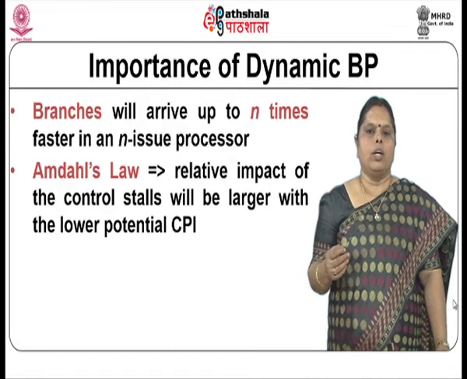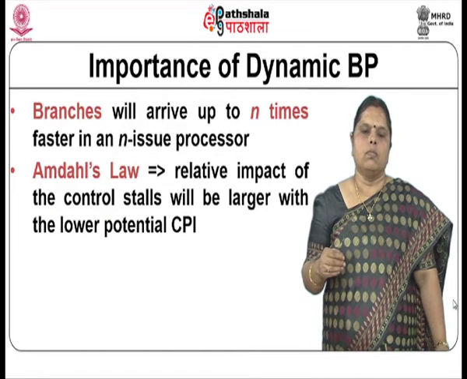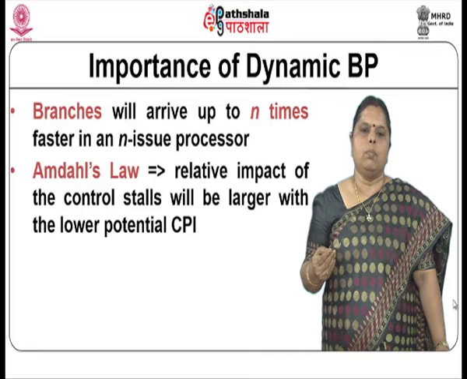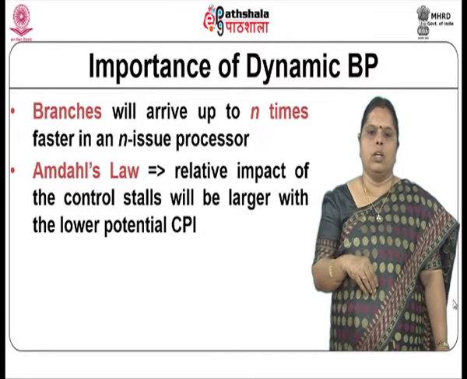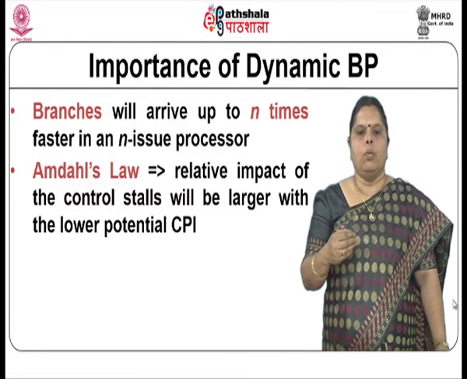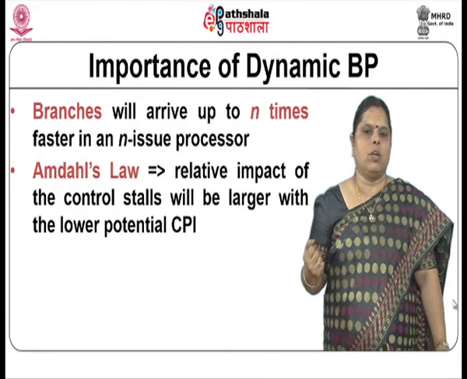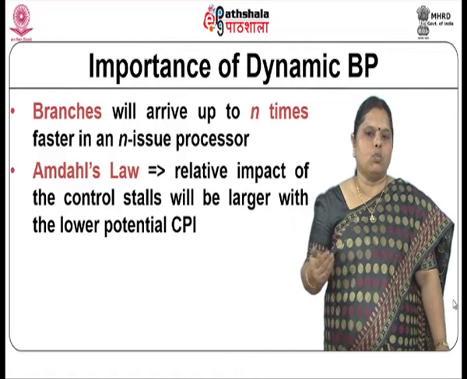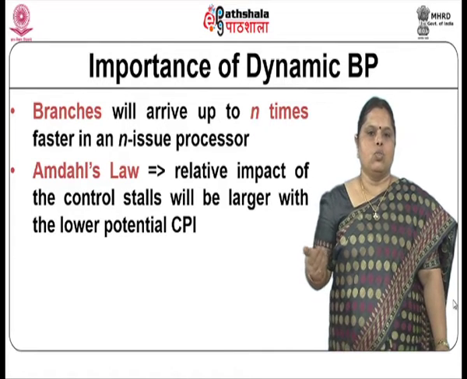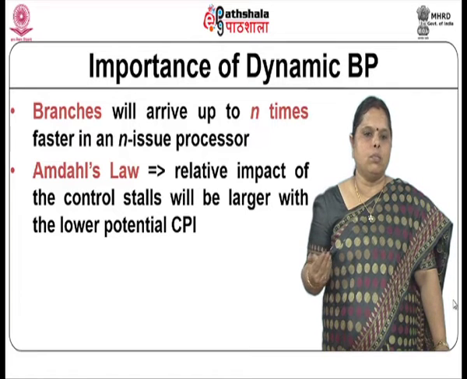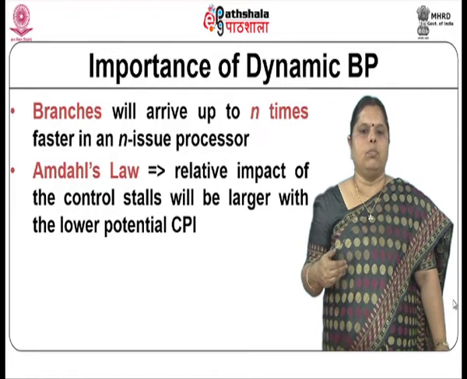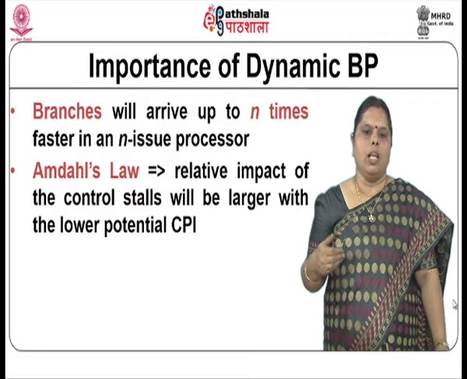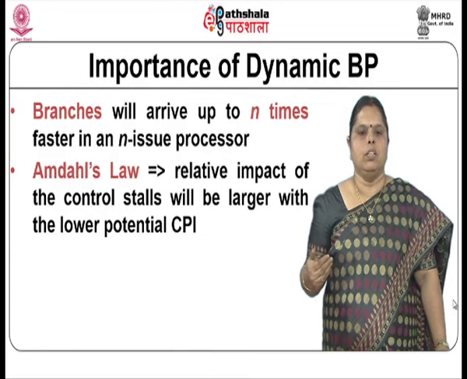So, as I pointed out earlier, when you look at an n issue processor or a multiple issue processor when compared to a single issue processor, when you issue multiple instructions every clock cycle, obviously you may come across more number of branches. So, branches will arrive up to n times faster, and recall Amdahl's law, you know that the relative impact of the control stalls will be larger with a lower potential CPI.